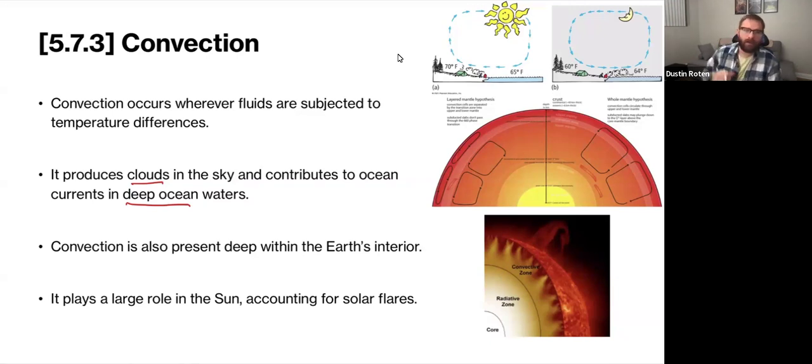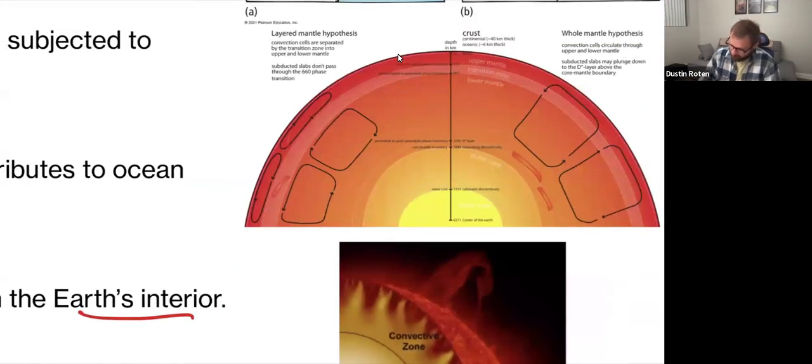Convection is also a thing that happens deep within the Earth's interior. Actually, in the mantle, you get these convective currents set up.